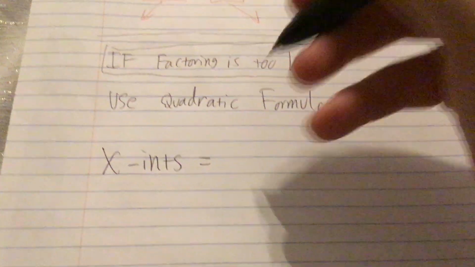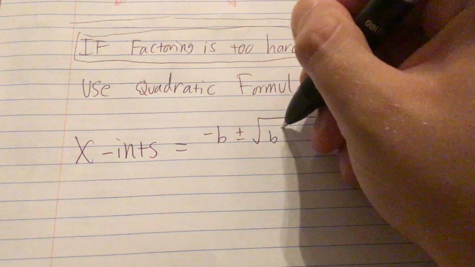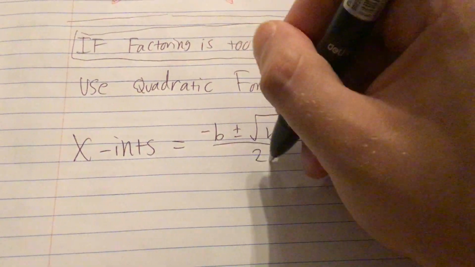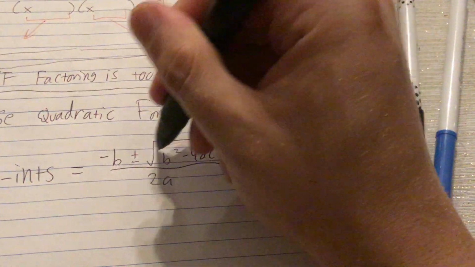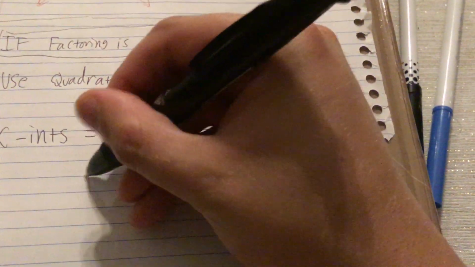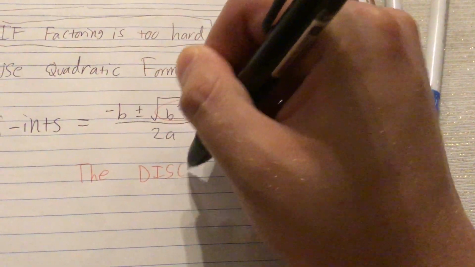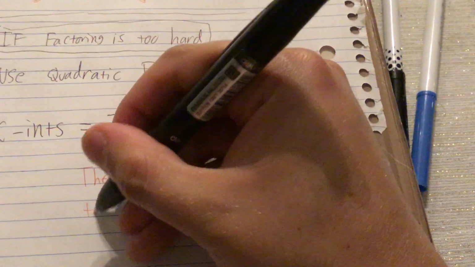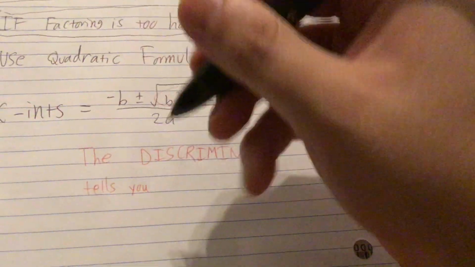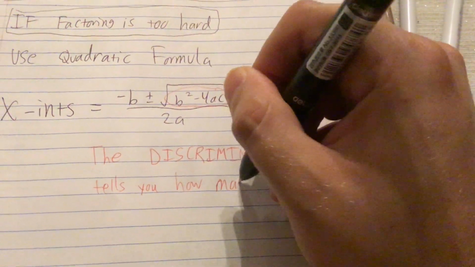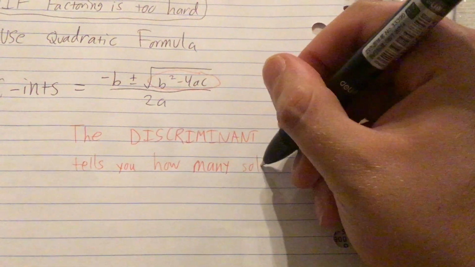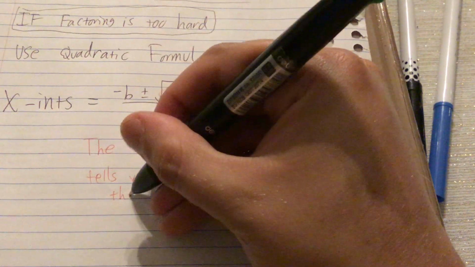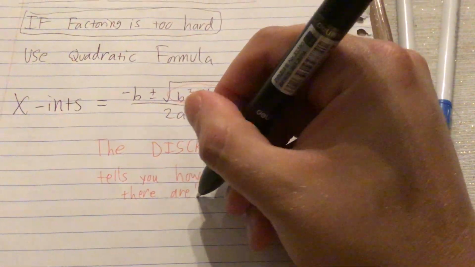And the reason why I love the quadratic formula is because even though it's long, negative b plus or minus the square root of b squared minus 4ac, all that over 2a, the b squared minus 4ac, this is the spoiler. The discriminant tells you whether the problem can be solved or not. So it tells you how many solutions there are. So first things first, if the b squared minus 4ac is negative, you're done. It's impossible to solve.